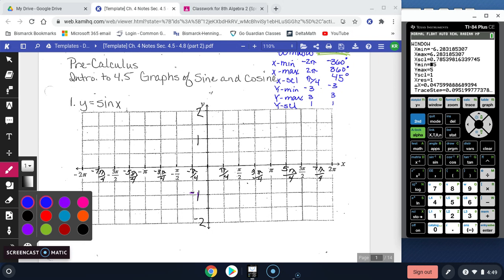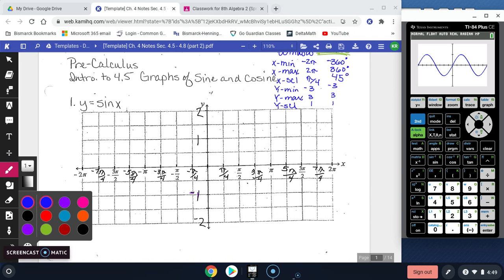We can go -2, +2, scale of 1. That's fine. Now, did I mess up my window? Okay. All right, let's go to y equals. I already have a few equations in here. So we're going to look at the sine of x. I'm going to select that one, it'll be blue, and I'm going to graph. So that's what your sine curve looks like.